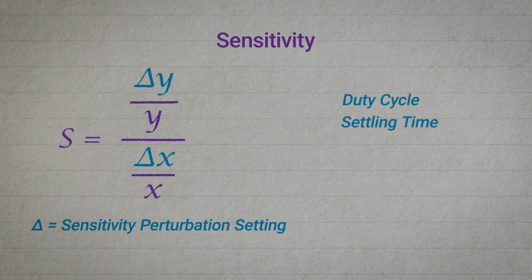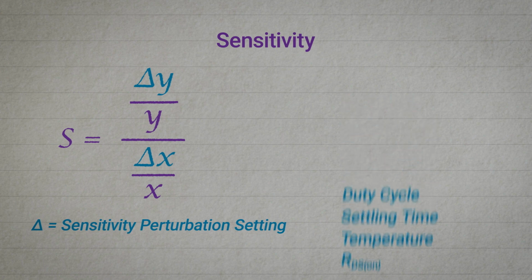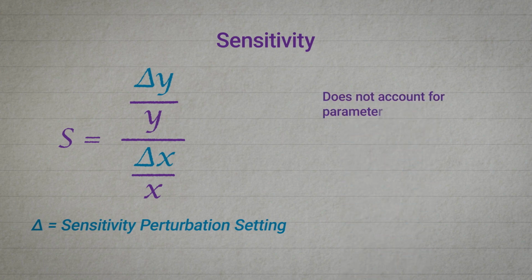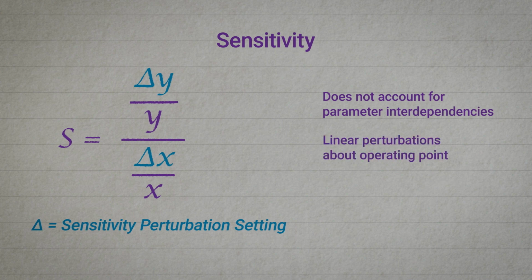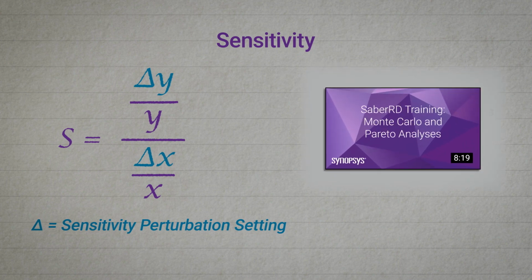We can apply it to any circuit configuration, including switched systems. It's not limited to component values. For example, it can find sensitivities for parameters such as temperature or the on resistance of a power MOSFET. Sensitivity does not account for parameter interdependencies and assumes linear perturbations about an operating point. A more thorough approach is Saber's Monte Carlo and Pareto analyses. The advantages of this powerful tandem are explained in another Saber training video.